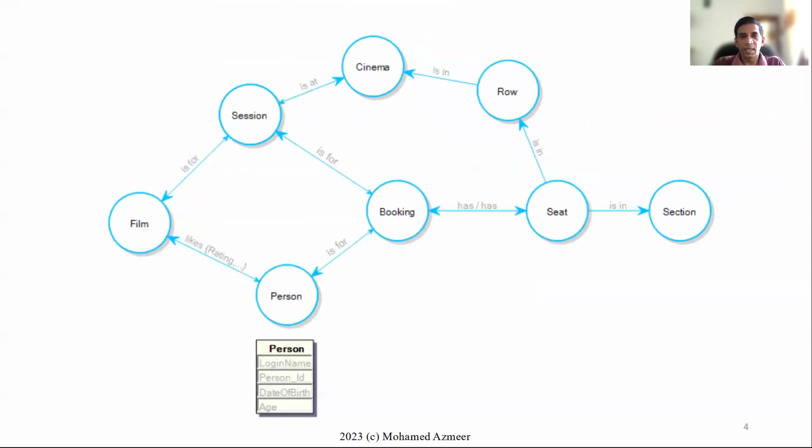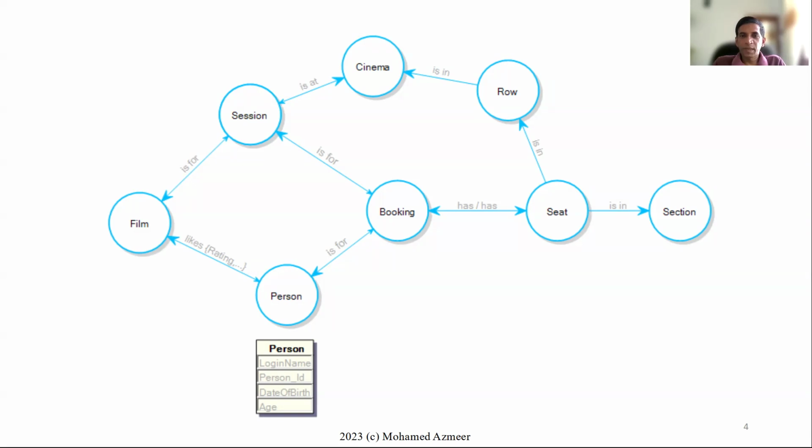Okay, now here's an example, a graph. You notice there are circles, then there are arrows, and there is some text on the arrows as well as inside the circles. So if you take, for example, film and person, a person likes a film, and he also gives a rating. And then the person is also booking, say, a film, right?